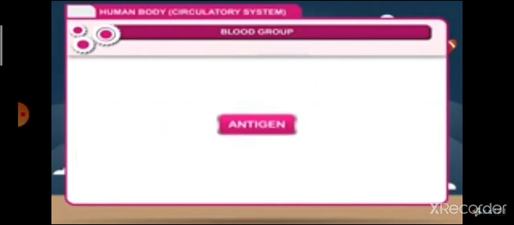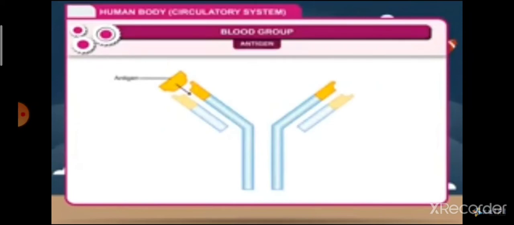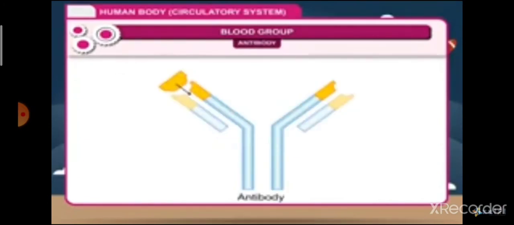Antigen. Antigens are the proteins that stimulate the production of an antibody when introduced in the body of a human. Most common antigen producers are bacteria and viruses. Antibody. Antibodies are formed with the help of the white blood cells in the body in response to antigens.